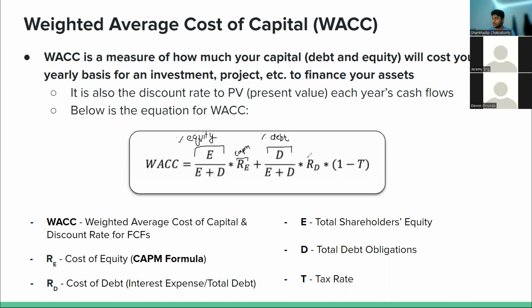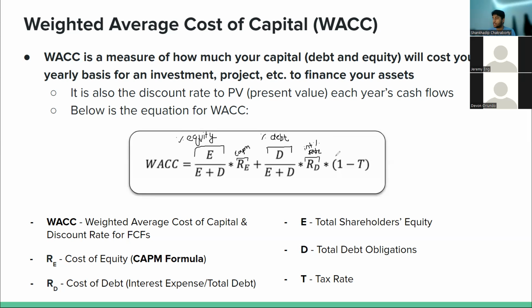Now for debt, you do percent debt times cost of debt, which is just interest rate pretty much, or the weighted average interest rate. So if you have multiple loans, then you have to do each loan amount multiplied by its effective annual interest rate, and then weight it based on what percent of your total debt that makes up. And that's your cost of debt, essentially. So it's your overall interest rate percentage.